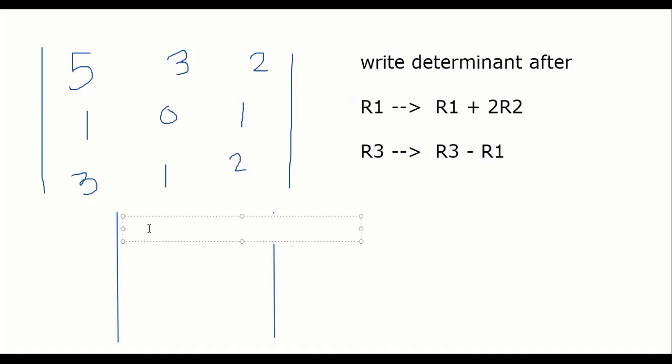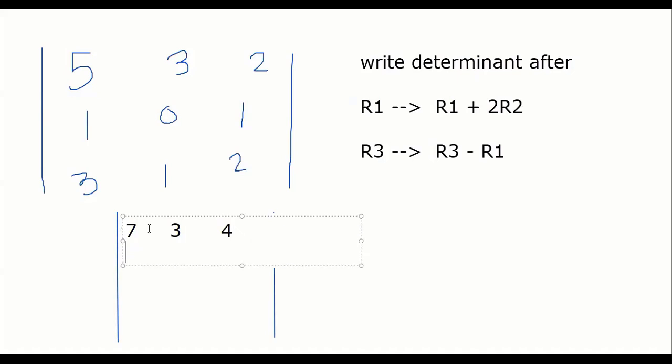Row 1 is becoming row 1 plus 2 R2. So 5 plus 2 of R2, 2 into 1, so 7. 3 plus 2 of 0, doesn't matter, 3. 2 plus 2 times of 1, so 4. First row is done. Will the second row be touched?